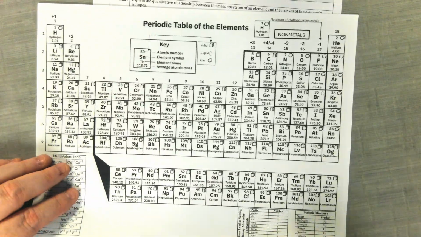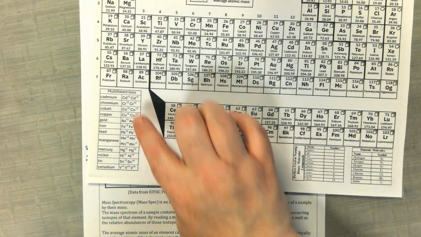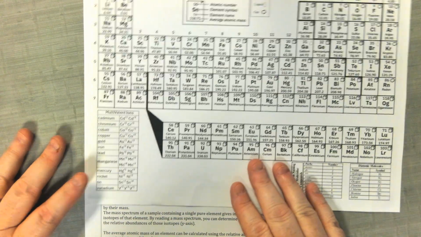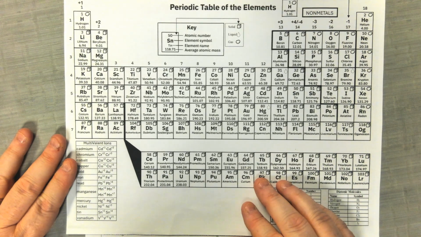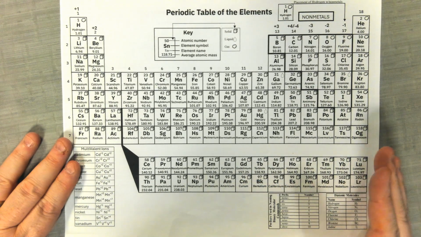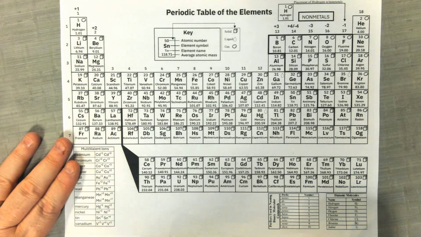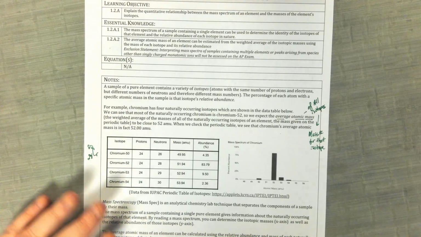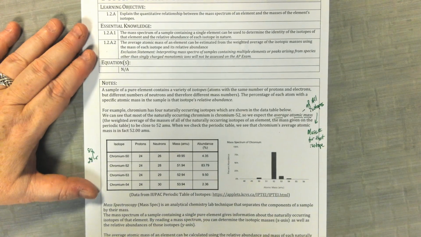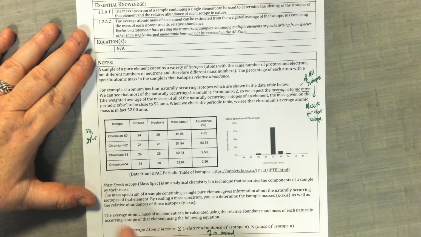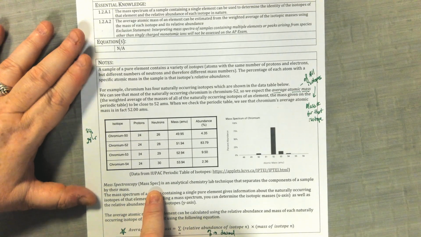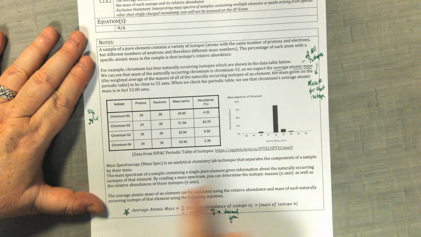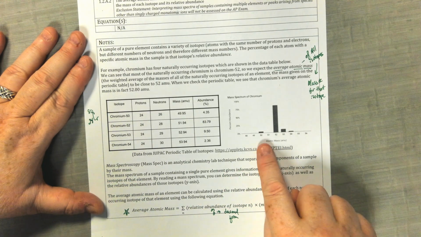So when you took chemistry, you might have learned that some metals have different charges. Well, that ties into the individual isotopes for these elements. Some elements can have 4 isotopes, some can have upwards of 12 different isotopes. So how do we measure that? Well, there's a machine called mass spectroscopy, or mass spec. It's an analytical chemistry lab technique that separates the components of a sample by their mass and breaks them down.